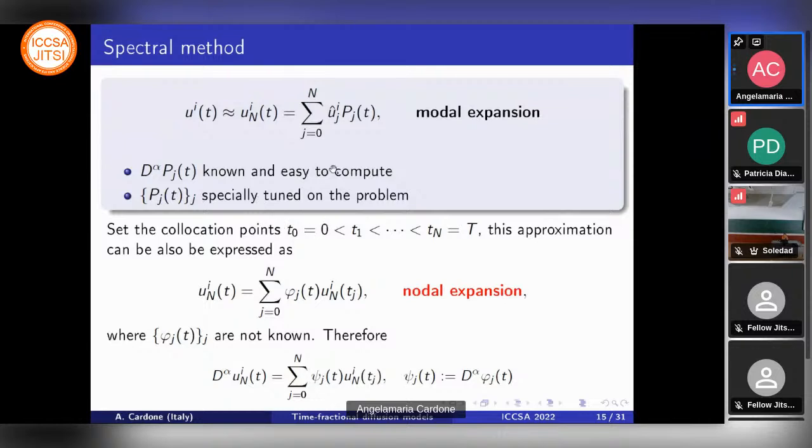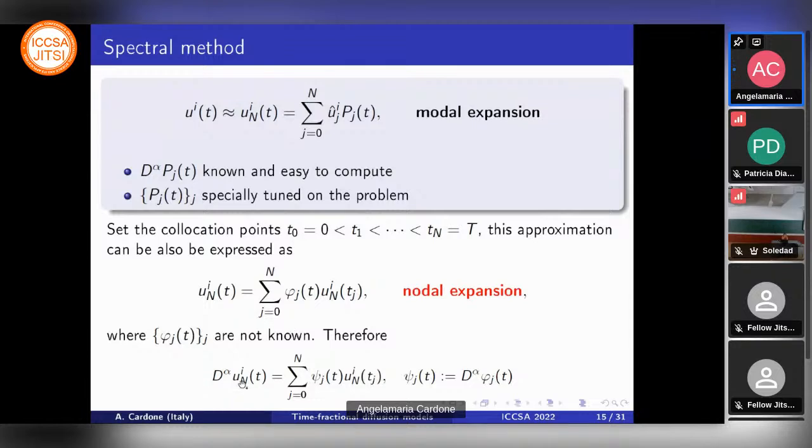And so, how to compute those coefficients pj? We introduce a set of collocation points on the time interval, and then we express the approximate solution un as a linear combination of the values of the approximate solution at the collocation points. And so now there is the introduction of these functions vj, which are not known, but we will compute them in a moment. Of course, the fractional derivative of un can be computed in this way, in terms of the fractional derivatives of these functions vj.